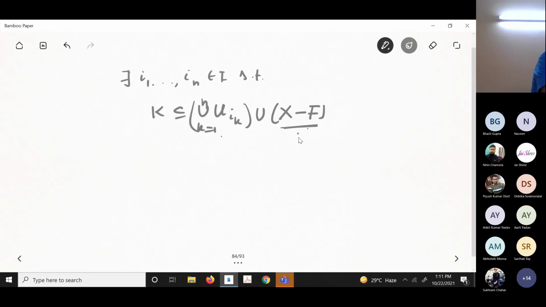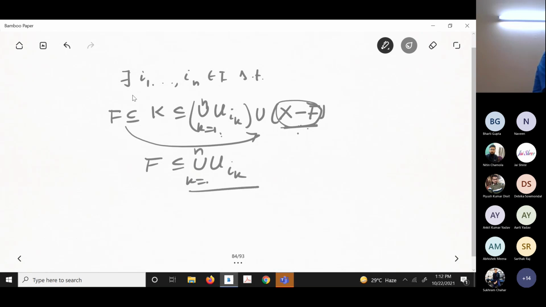Now look, F is a subset of K. Now this argument is very simple. F is being covered by this. But X minus F can only cover X minus F; it can't cover any part of F. So F has to be covered by the U_i's alone. F is a subset of K, K is covered by this, but X minus F cannot cover any point of F. So I must have the U_i's form the finite subcover of F. It is done. So F is compact. Any closed subset of a compact set is compact.